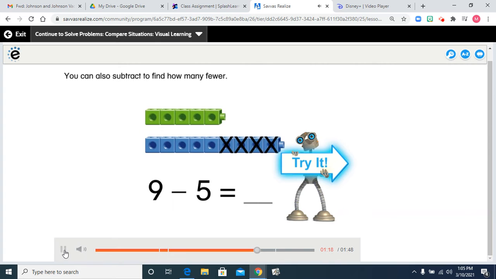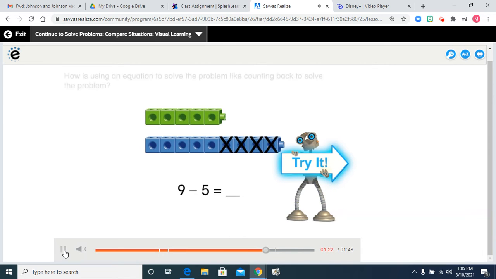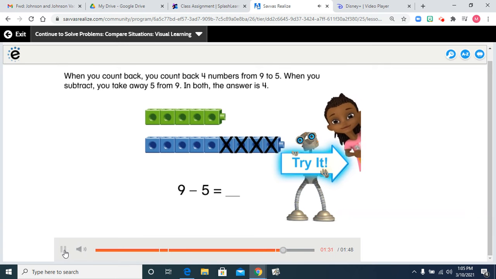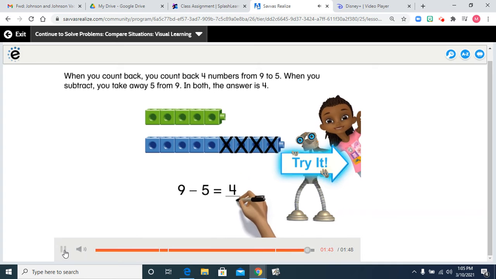You can also subtract to find how many fewer. How is using an equation to solve the problem like counting back to solve the problem? When you count back 4 numbers from 9 to 5. When you subtract, you take away 5 from 9. In both, the answer is 4.